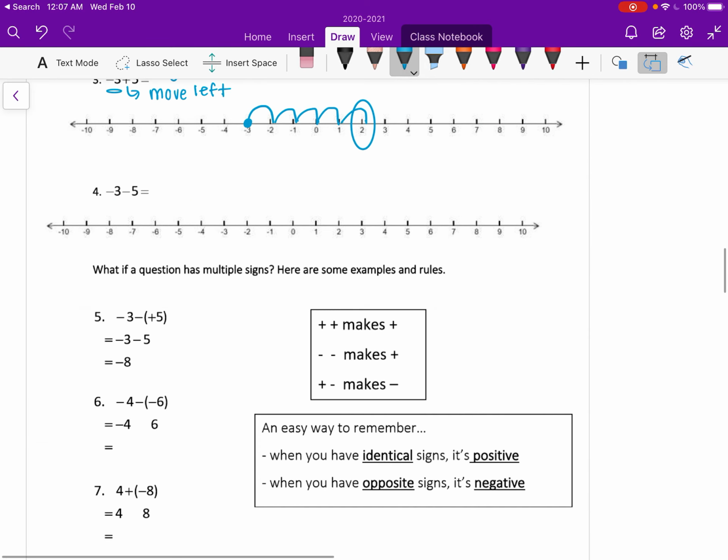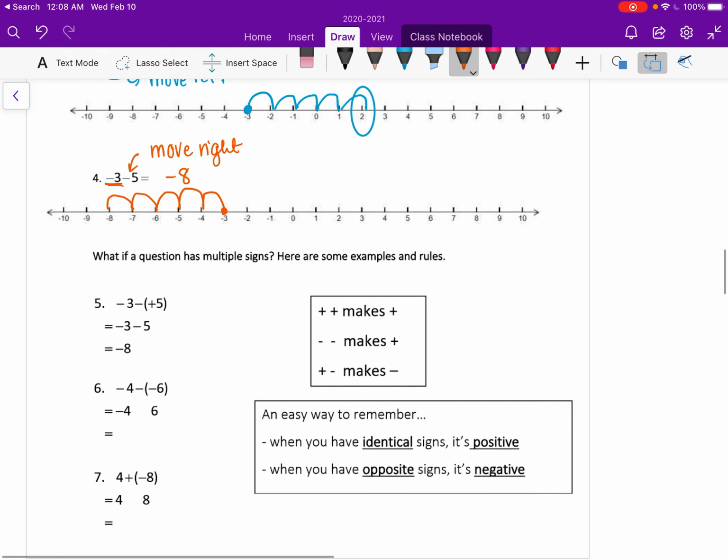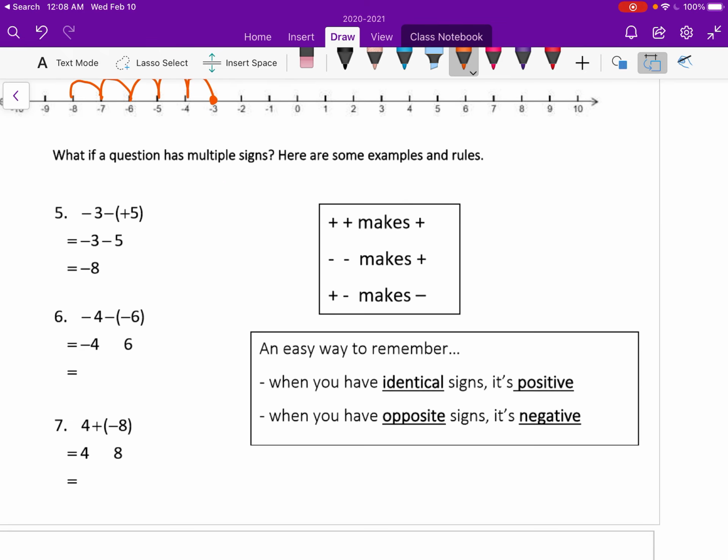Right? Now we have negative 3. That's our starting point. This negative means move right by 5. So let's do that. 1, 2, 3, 4, 5. And that is going to give me negative 8. And that's why it's important to remember how those numbers are multiplied and how they're subtracted as well. Okay? Now, the question becomes, what if the question has multiple signs? So in this situation, you have a negative here and you have a positive here.